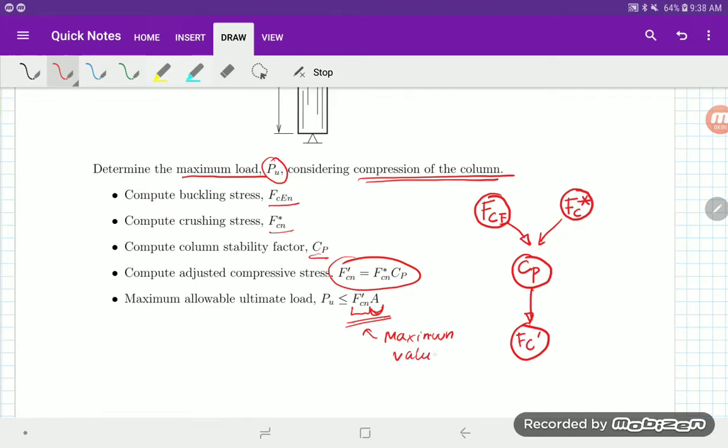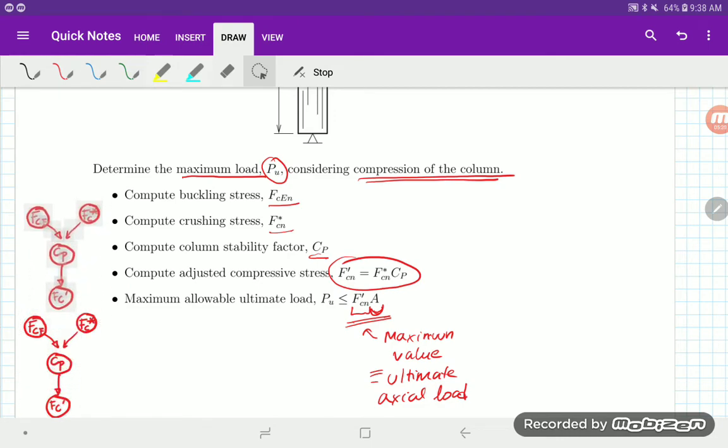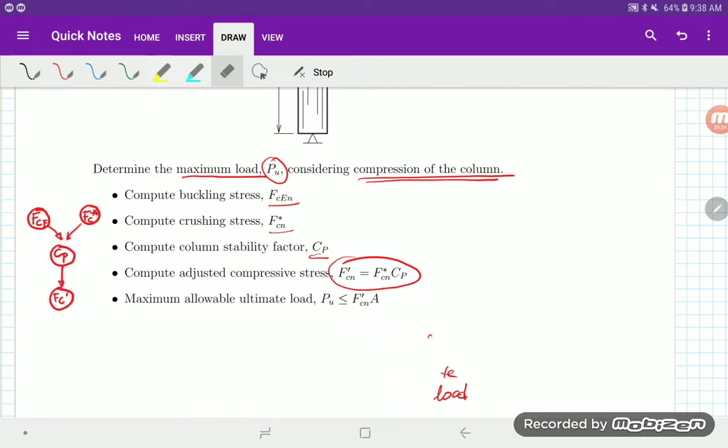Maximum load, maximum ultimate load. It's also what we've called our ultimate axial load. So those are really all the steps we need to consider as we go through this. I'm going to move this here to the left, so I have room to write over here, but really those are the steps that we're going to be working with. And just to give me some room, I'll clean these here for us to work on this problem.